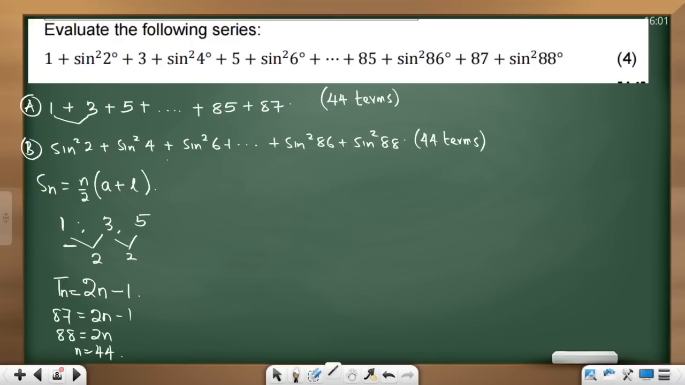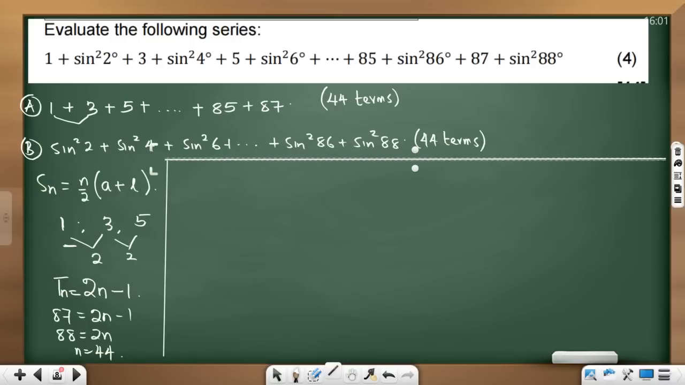All right, let's look at the constants. Let's look at sum of the constants. What are we going to call the sum of the constants? S44. We said there are 44 terms. All right. What's our first one? 1. And what's the last one? 87. Great. What will this give us? 44 squared.